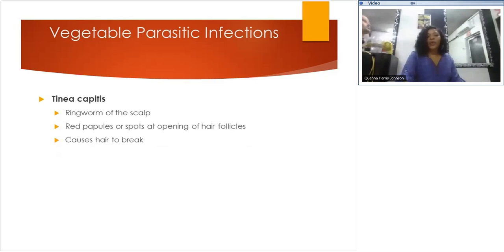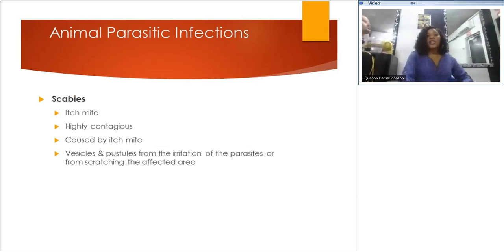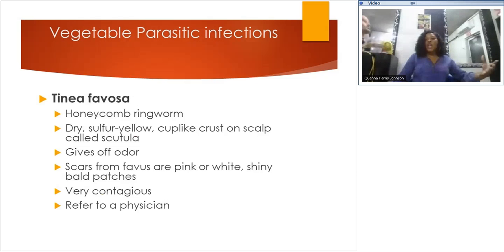Good. The next type is tinea favosa. Now, tinea favosa is the only cup-shaped ringworm. It's dry, sulfur yellow, with a cup-like crust on the scalp called a scutula. Now, this gives off an odor. It smells really bad and it scars, it's white, it comes in patches, it's highly contagious and it should not be treated in the salon. You refer your clients to the physician.